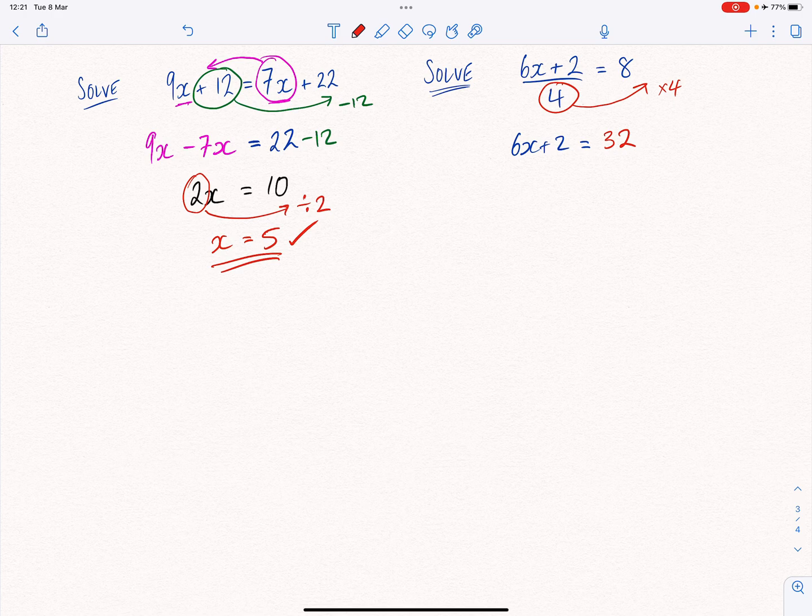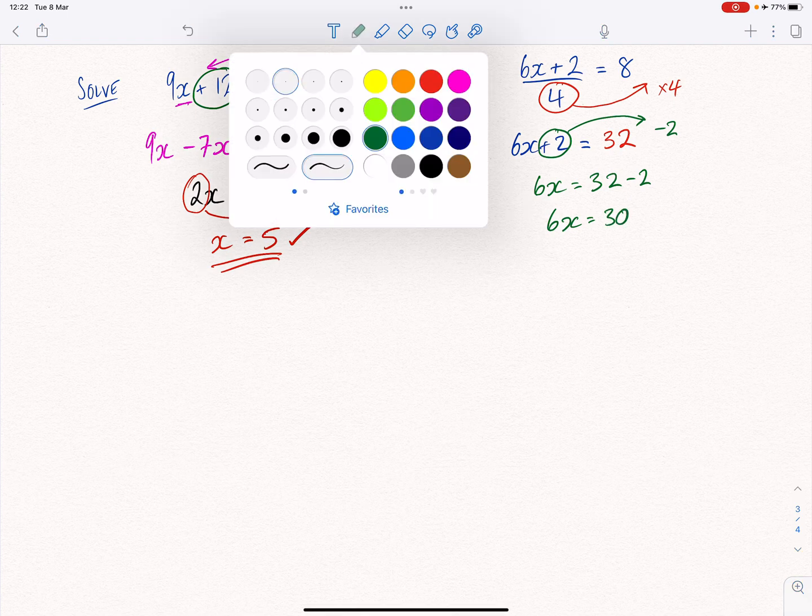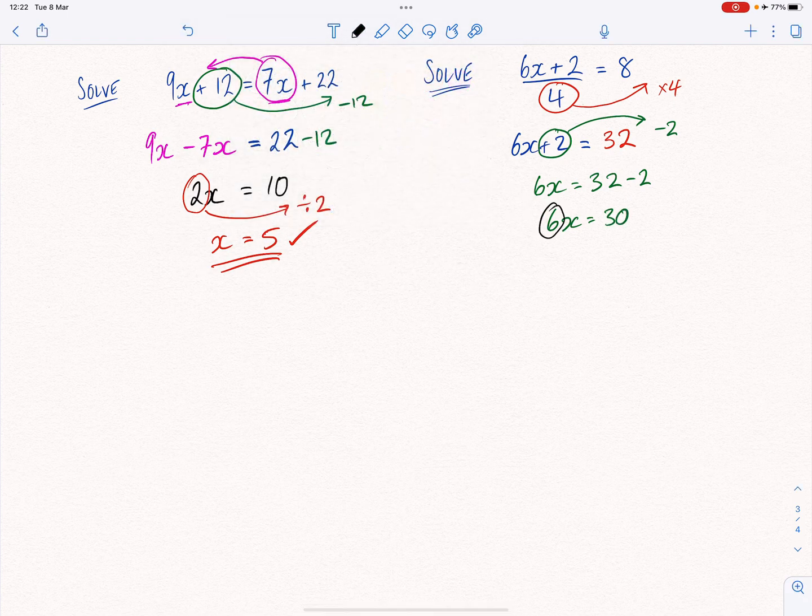Okay, because you're doing 8 times 4. The reason it's become times is because this was a divide. Now we go back to what we were doing a second ago. I take the plus 2 over here, and it becomes a minus 2. So we have 6x is equal to 32 minus 2. So 6x is equal to 30. And again, final step, that is a times by 6. When I move it over here, it becomes a divide by 6. So x is equal to 5.